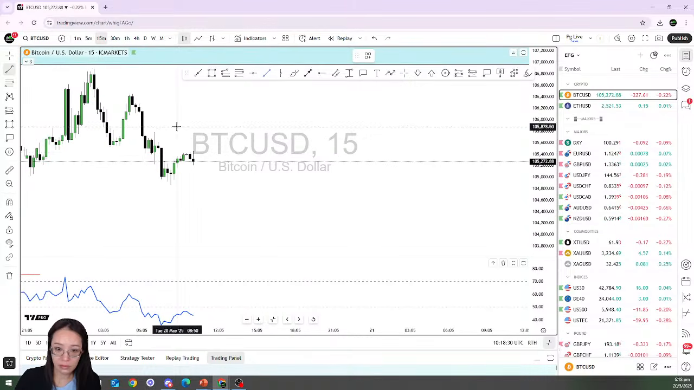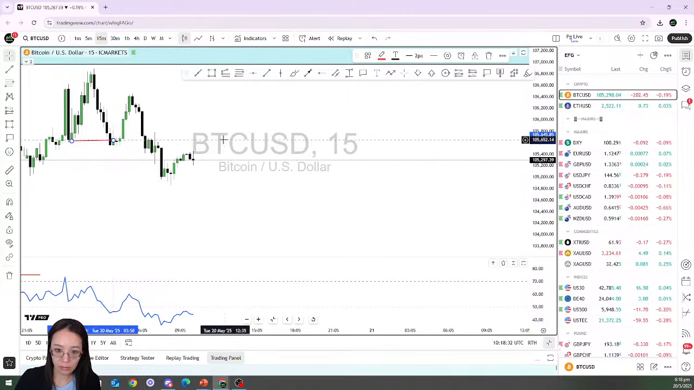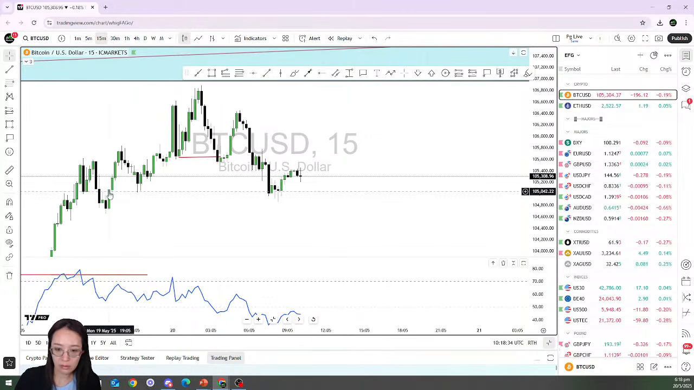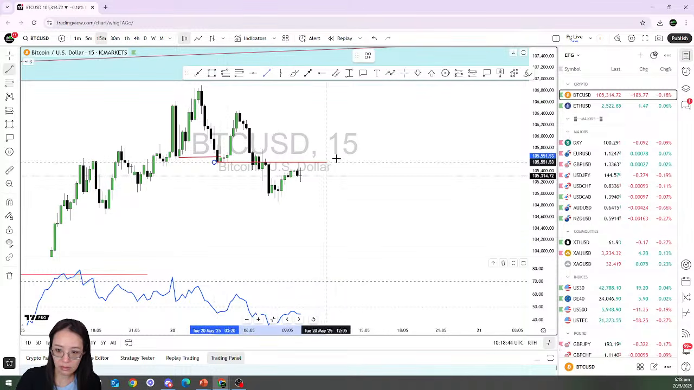Based on M15, price is making lower lows. Higher high, higher low, higher high, higher low, higher high, then lower low, lower high, lower low, lower high. So if M15 price is like this, it's going to be your sell entry. You wait for price to pull back here and then you sell.